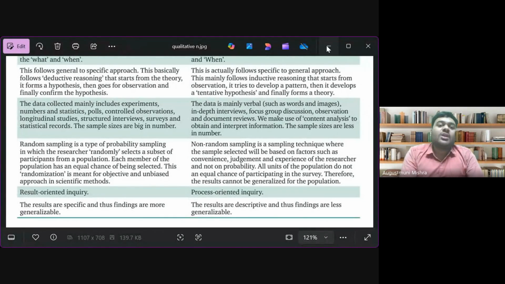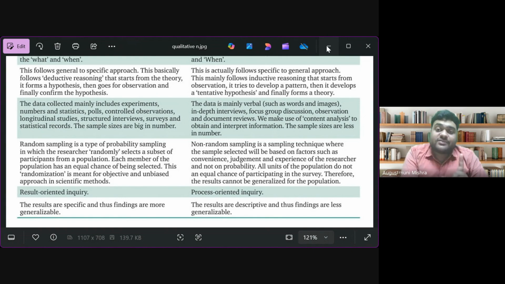All units of the population do not have an equal chance of participating in the survey. If you are doing a survey in the case of qualitative research, each and every person will not get an equal chance, because you already decide whom you have to take as your sample. But in the case of quantitative, each and everyone is going to have an equal opportunity and equal chance to work as a sample. In qualitative, it is not possible. So therefore, the results cannot be generalized for the population.